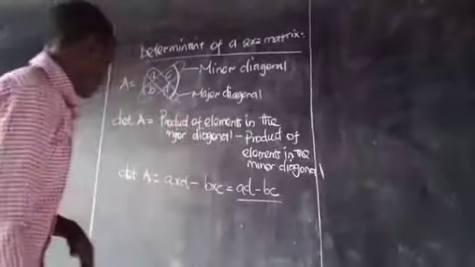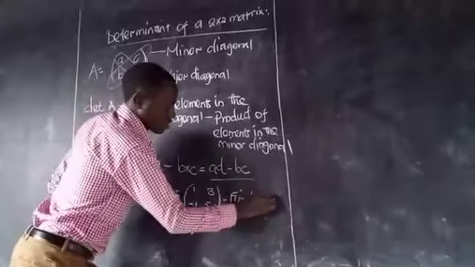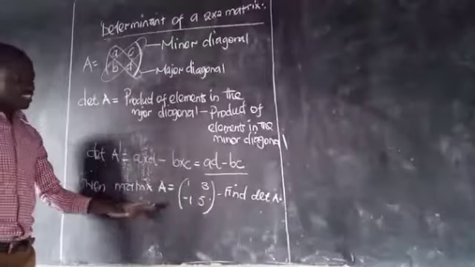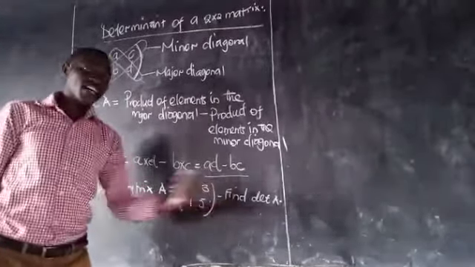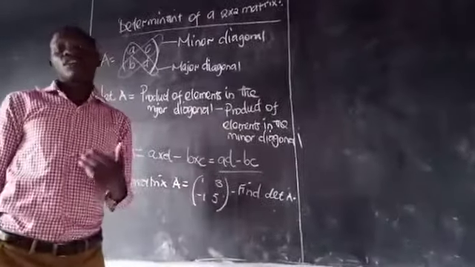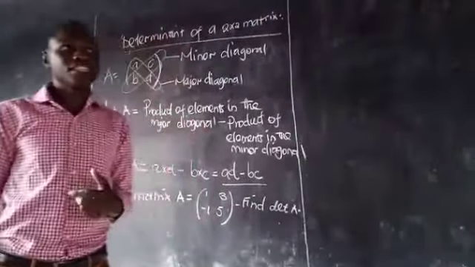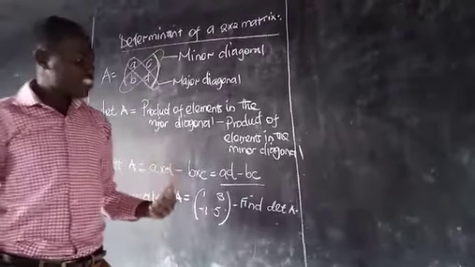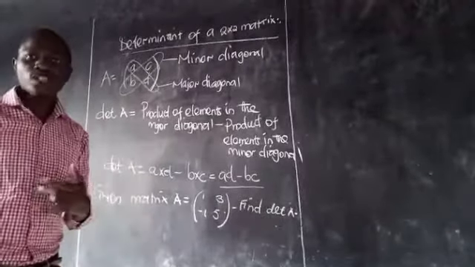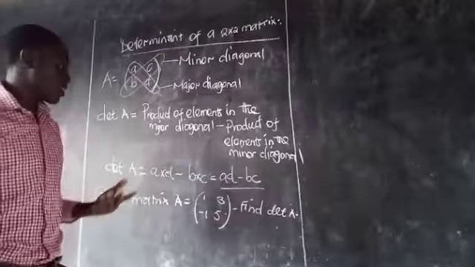For example, given a matrix A, find determinant of A. That is a complete question. You are given a matrix A and you are required to find its determinant. The determinant can be 0, the determinant can be 1, the determinant can be positive, and the determinant can be negative. And we shall see the implication of different values of determinants. For example, when you get a 0, what does it tell you about a matrix? When you get a 1, what does it tell you? And so on.